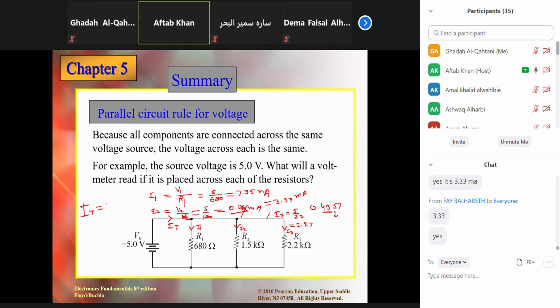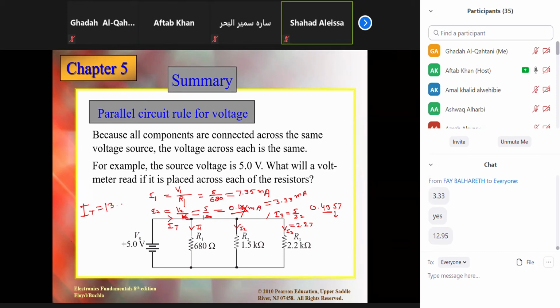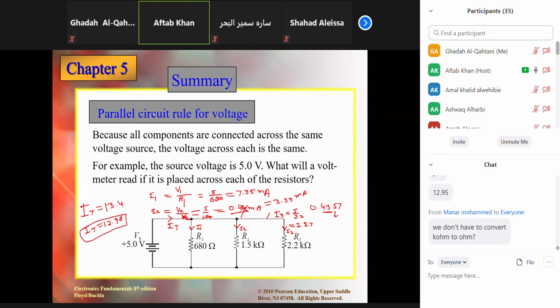Get the total current. 7.35 plus 3.33 plus 2.27. It's 13.4. Yes, it is correct. 12.95. And maybe if you go exactly, it should be 12.98, I believe. Maybe when you truncate the values, you missed something somewhere.